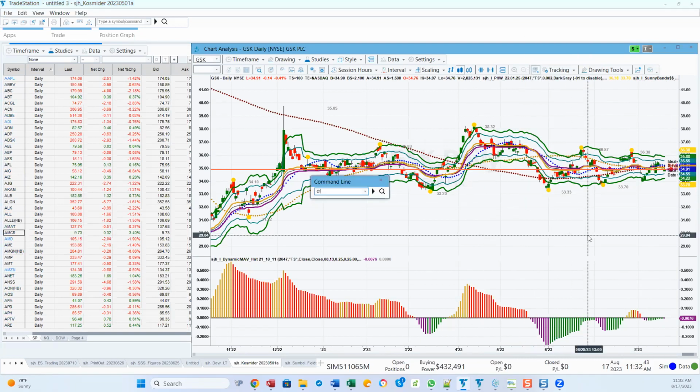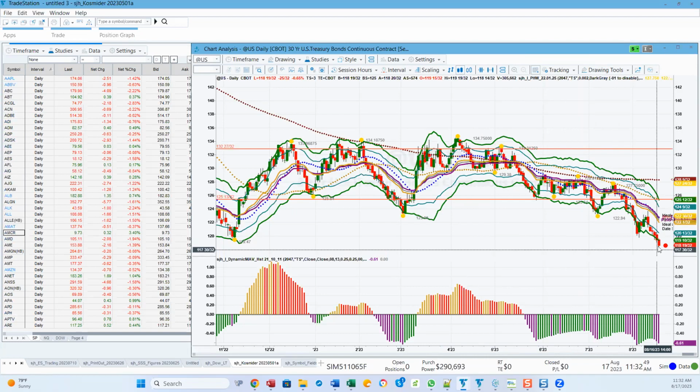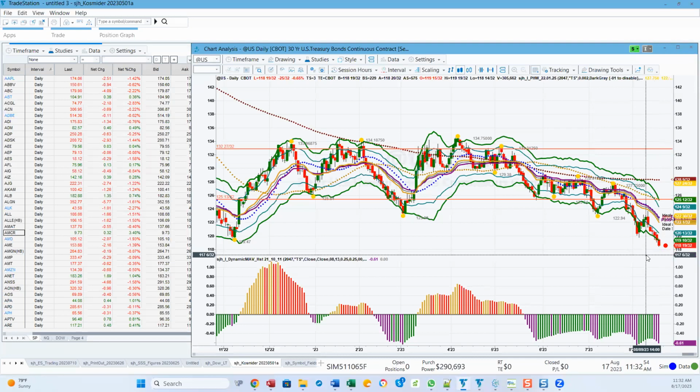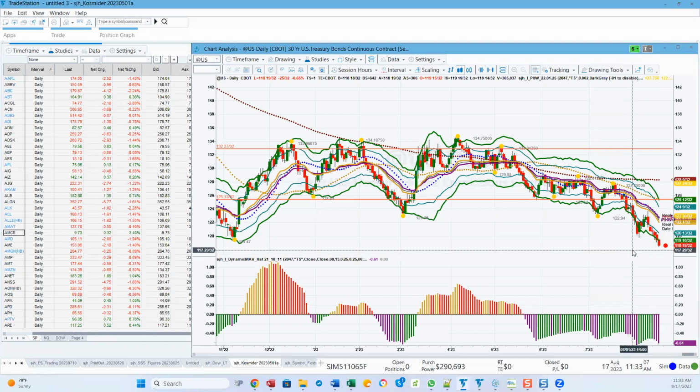Let's look at bonds for a minute. So we've got interest rates expected to rise again because the bonds are going down. Down movement in the bonds means up movement in the interest rates. And it looks like we're anticipating an FOMC meeting in September with maybe another 25 basis points raise, which scares everybody. Let's see what else we've got.